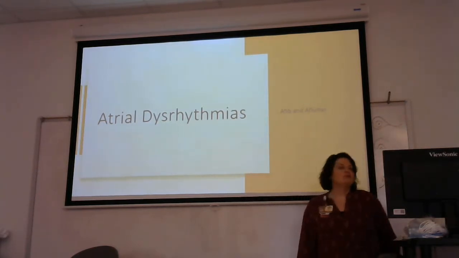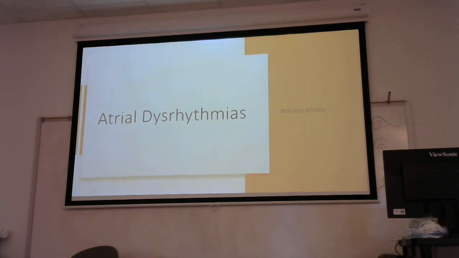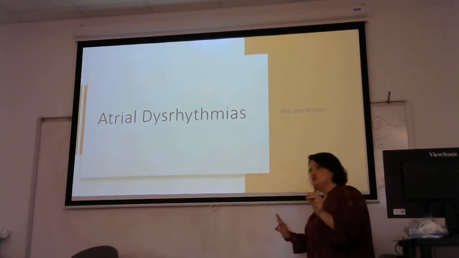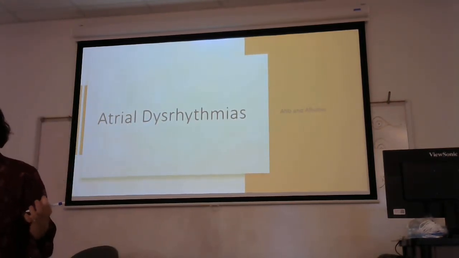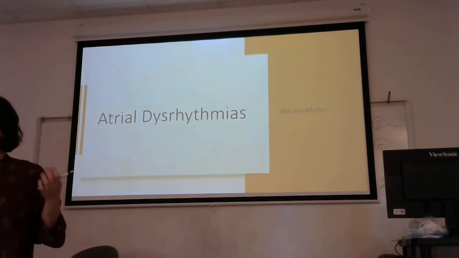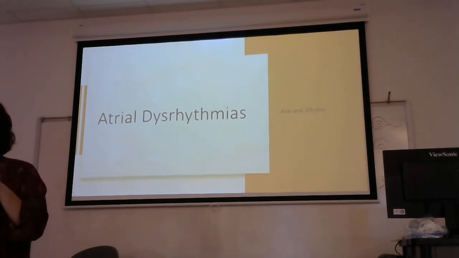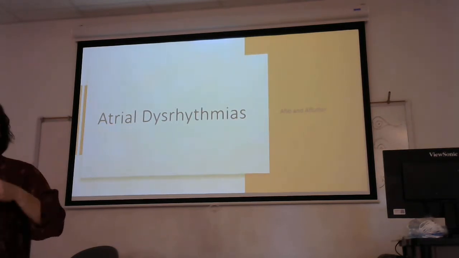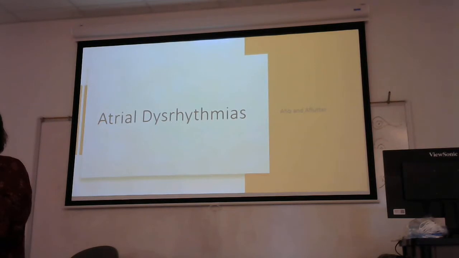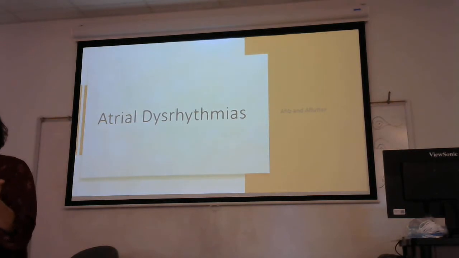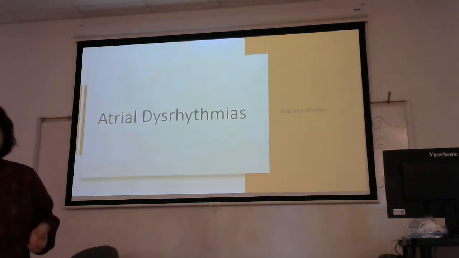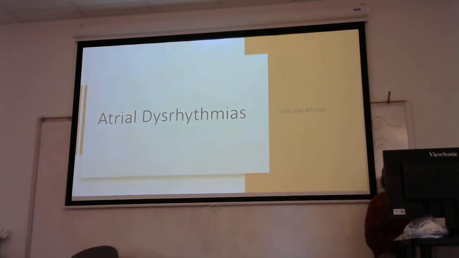So let's talk about atrial dysrhythmias. You'll like these guys because they're easy to tell apart, okay? For real, they are. You'll see. If I want to know what's going on in the atria, what part of the cardiac cycle do I look at? The P waves, yes. So if it's an atrial dysrhythmia, my P waves are going to be messed up. That's one of your key features with atrial dysrhythmias.